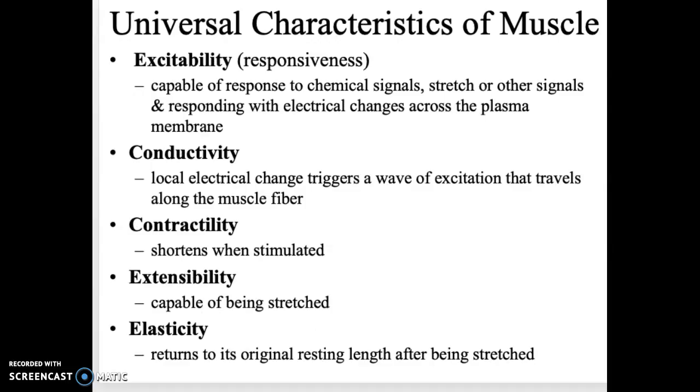A few characteristics, so excitability. This just means that our muscles are able to respond to any type of signal. So the nervous system will signal the muscles and they are able to respond to that signal. Conductivity is electricity, so throughout the muscle cell membrane we can spread electricity. Contractility is the ability to shorten, extensibility is stretched, and then elasticity is just like a rubber band.